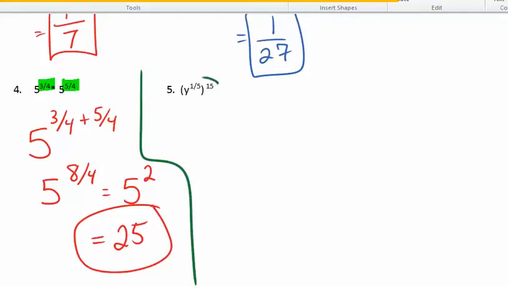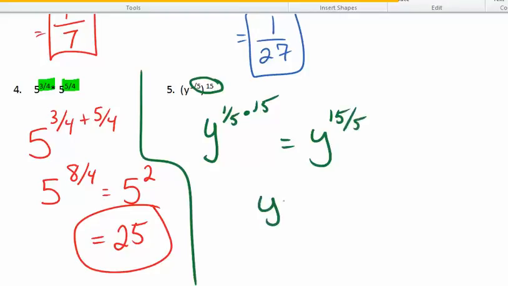If we have an exponent to an exponent, we're going to multiply that. So that was 1/5. So it becomes y to the 1/5 times 15, which becomes y to the 15 over 5, which is just y to the 3rd power.